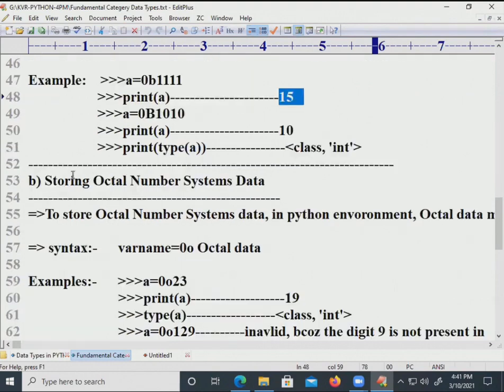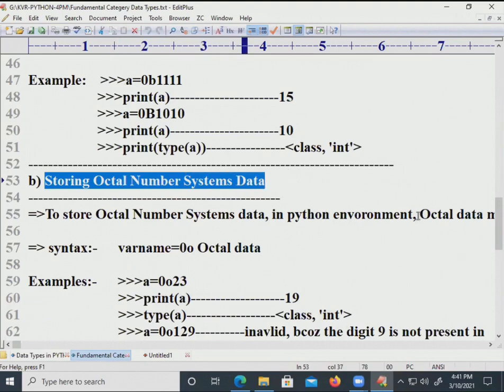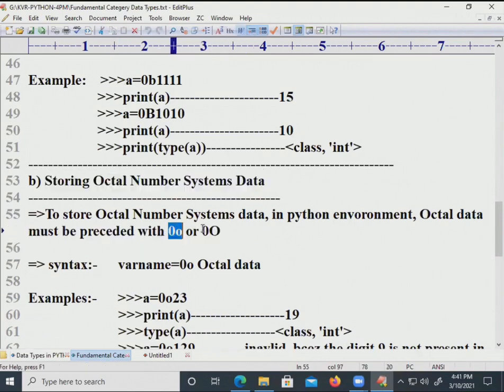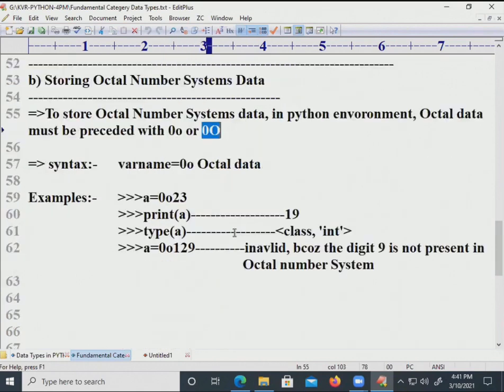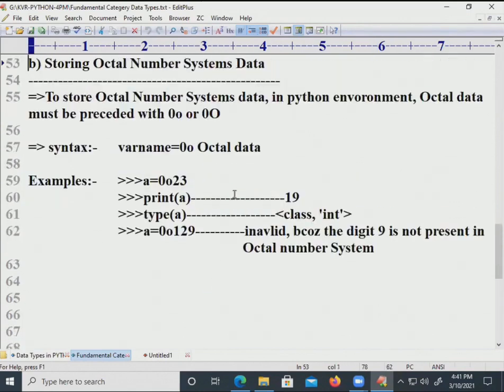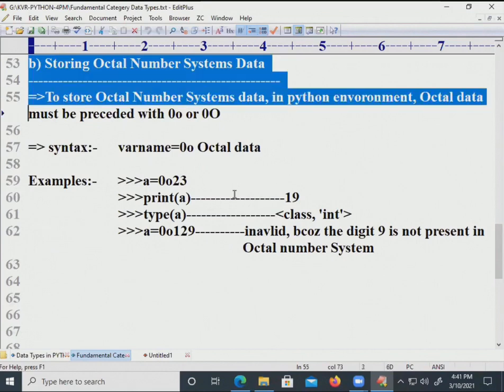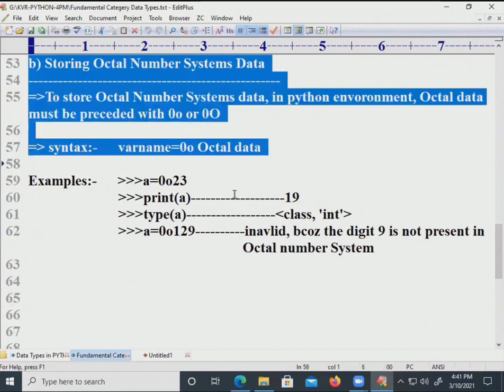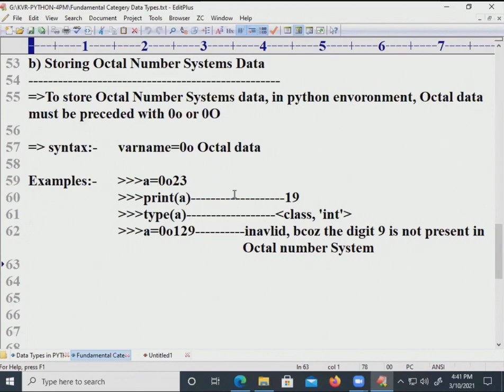Storing octal data must be preceded with what? 0o, small o or capital O. We wrote 0o, and we converted it like this. Now it's time to go for hexa. All of you, just look into this part. So this is done. Next we are going for hexa.